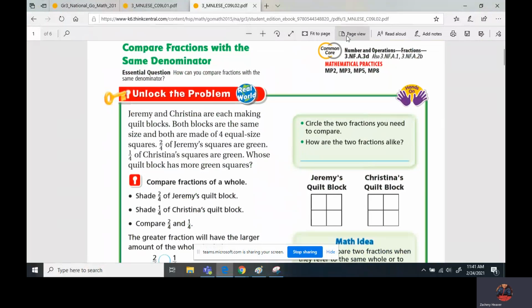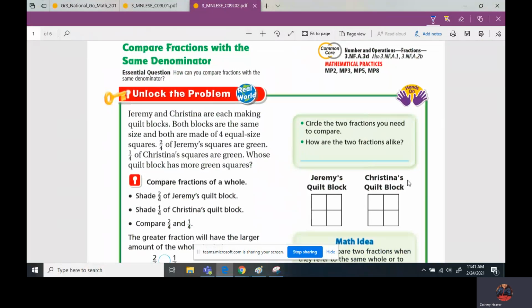So it says Jeremy and Christina are making quilt blocks. Both blocks are the same size and both are made of 4 equal size squares. 2/4 of Jeremy's squares are green, 1/4 of Christina's squares are green. Whose quilt has more green blocks? I didn't underline that well.